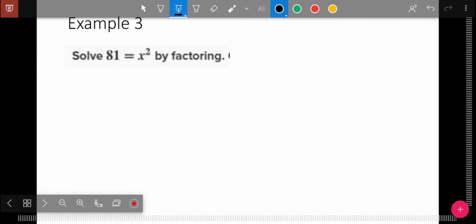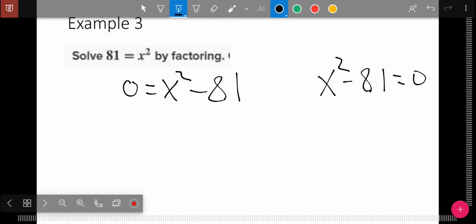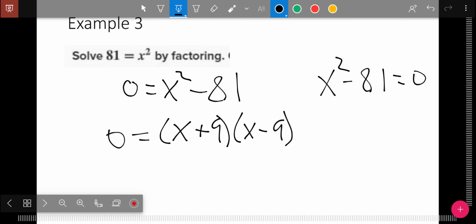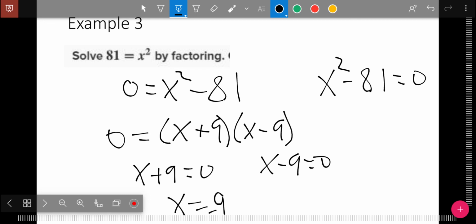Here, again, the first thing I need to do is get it equal to 0. So I want to have minus 81 to both sides, and I get it like this. Now that's the same as x squared minus 81 equals 0. You can rewrite it or not. That is up to you. All right. I get x plus 9 and x minus 9 because they're both perfect squares here. x squared is x times x. 81 is 9 times 9. All right. I set them both equal to 0. And I get negative 9 and positive 9 as my answers.